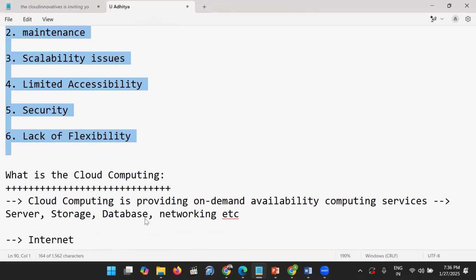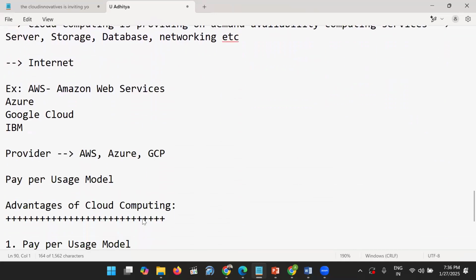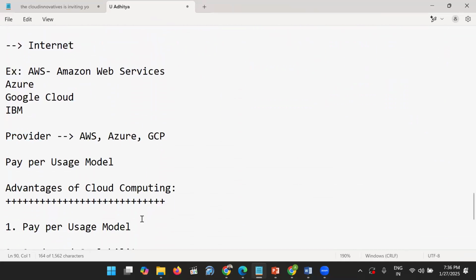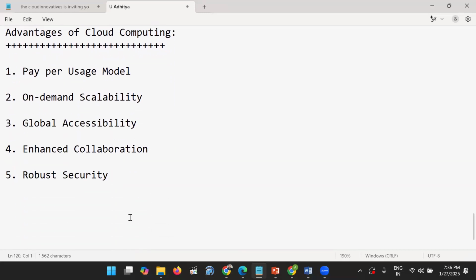What is cloud computing, what are the examples of cloud computing, and what are the advantages of cloud computing? I have to mention that.